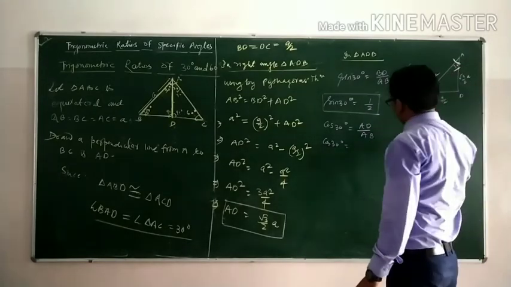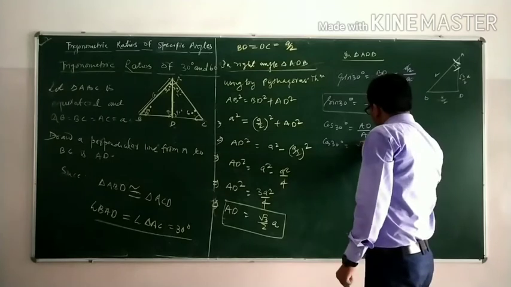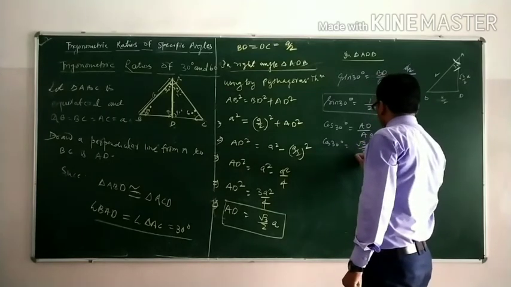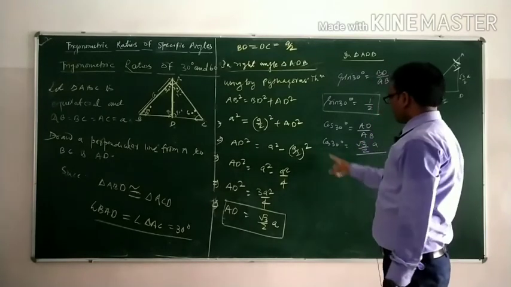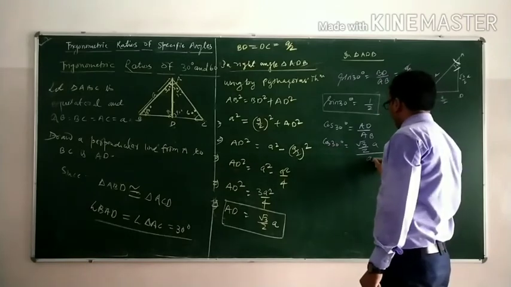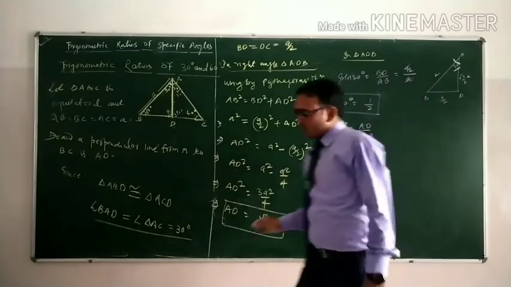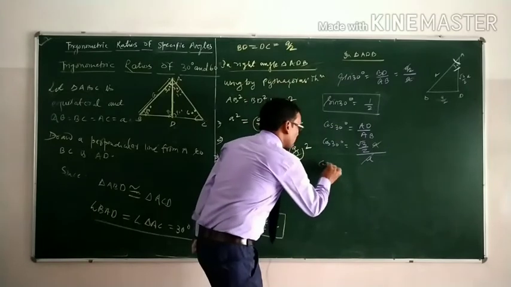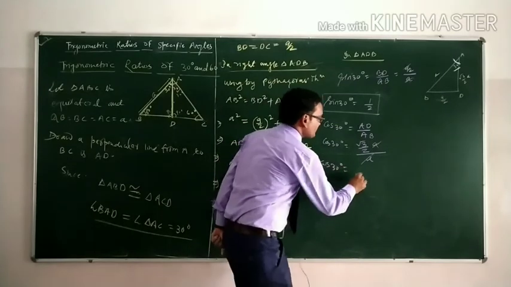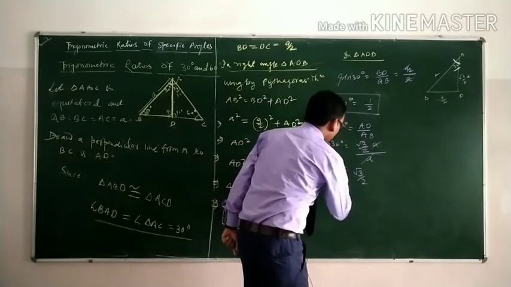The value of AD is square root 3 by 2A and the value of AB is A. The A will be cancelled, which gives the value cos 30 is square root 3 by 2.